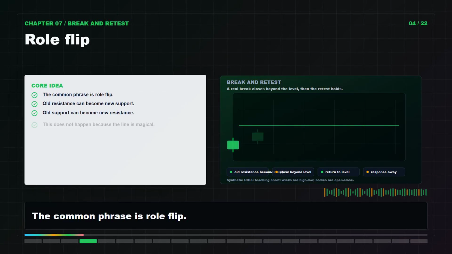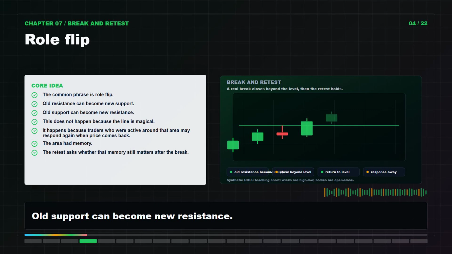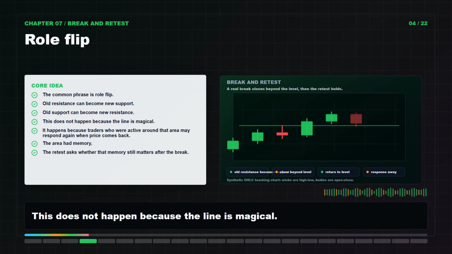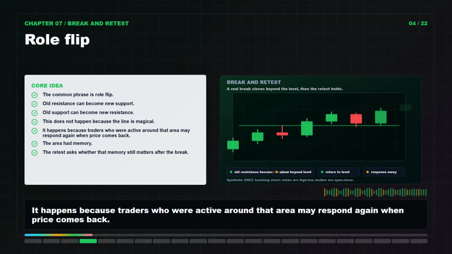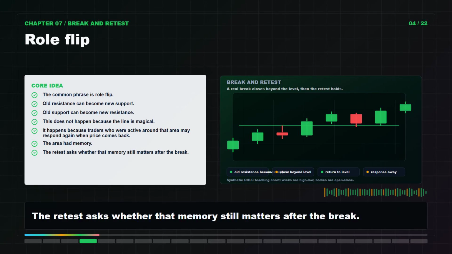The common phrase is role flip. Old resistance can become new support. Old support can become new resistance. This does not happen because the line is magical. It happens because traders who were active around that area may respond again when price comes back. The area had memory. The retest asks whether that memory still matters after the break.